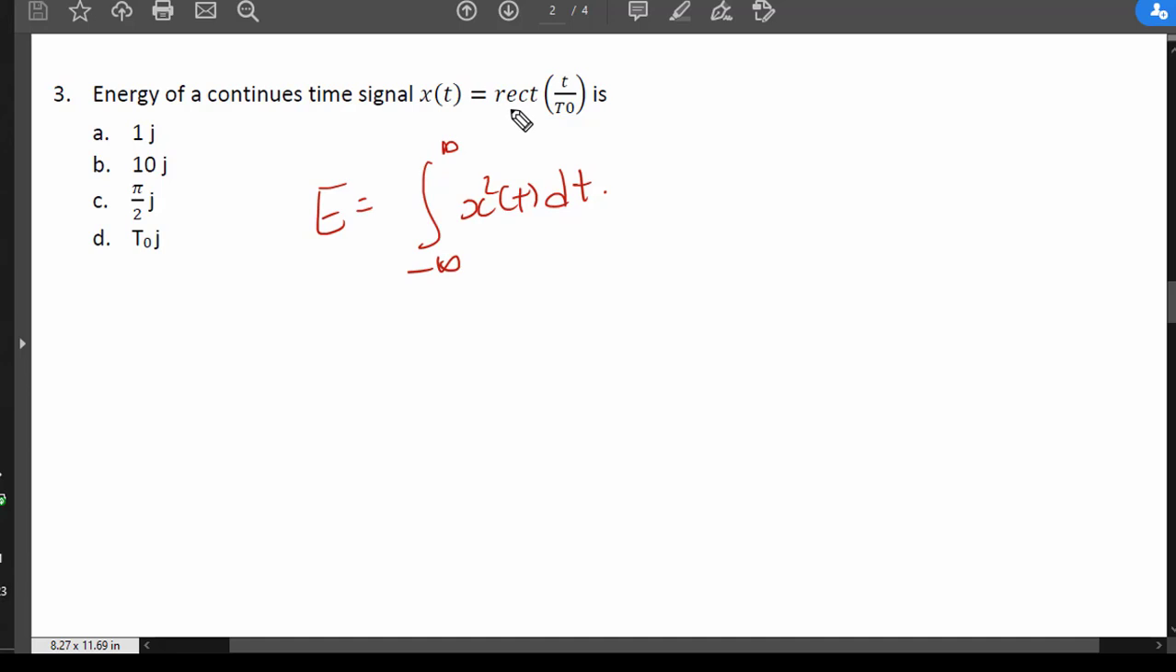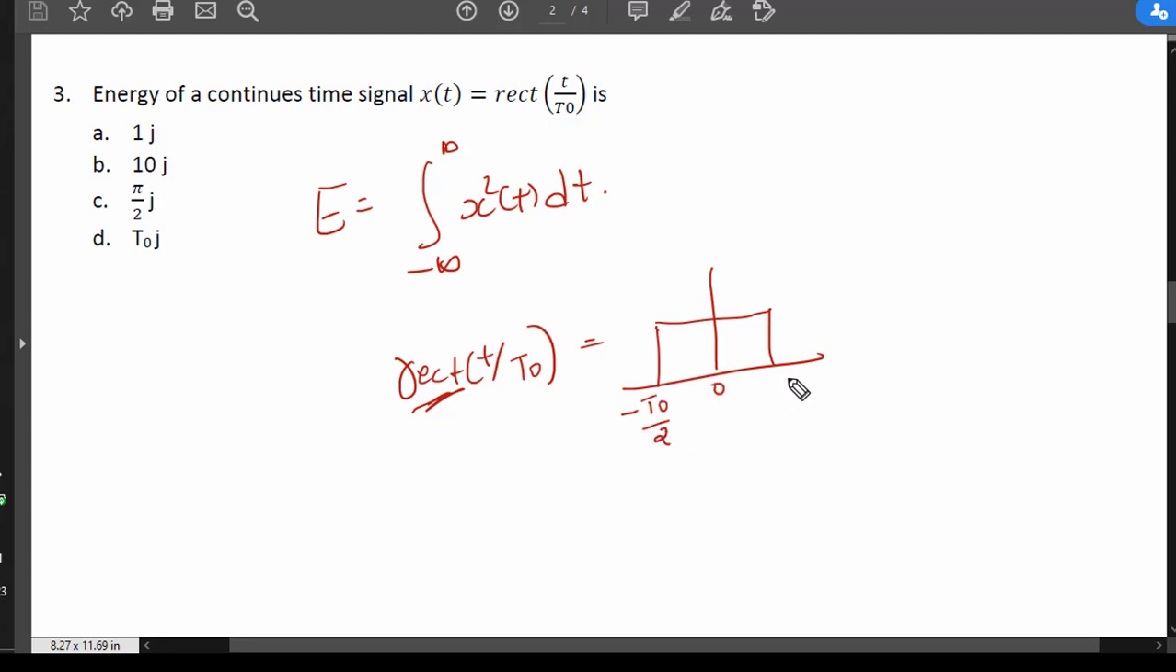As we discussed, I guess, in part 1 of the video, how does the RECT of t by t naught sequence look? It's basically a rectangular pulse, as the name itself says, RECT. Graphically, this is how it looks. It is varying from minus t naught by 2 to t naught by 2. Its amplitude is 1. If I had something A here, A into RECT of t by t naught, then the amplitude will be A. Since it is just 1, here the amplitude is 1.